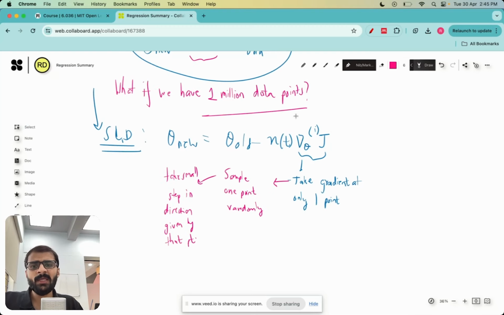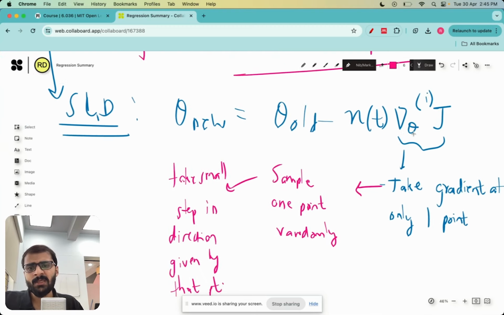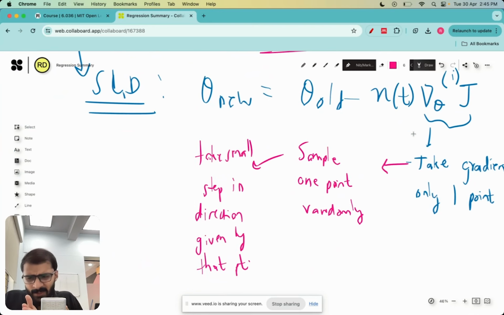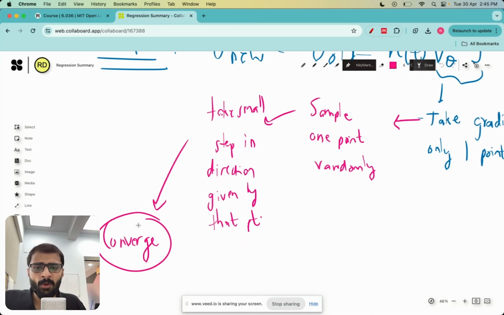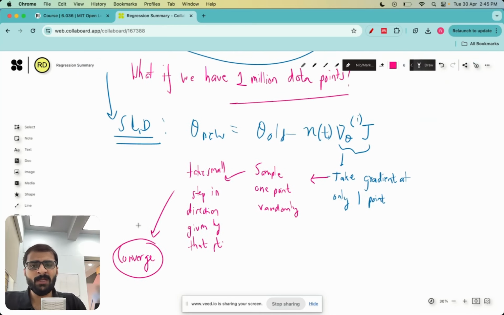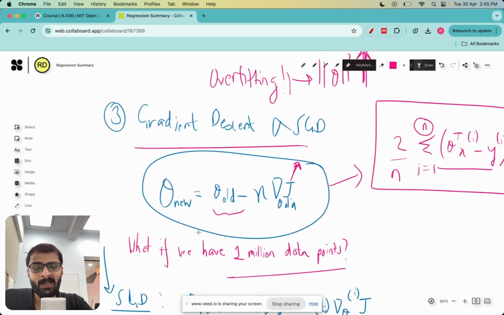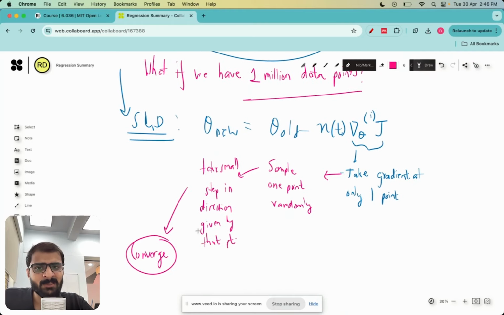And it turns out that even if we take erroneous steps, which are not really correct, if we take small steps in the direction given by one point, we actually converge to the minimum. And sometimes this really reduces the computational time. I have done examples in which, if you have 1 million data points, stochastic gradient descent is around 700 or 1000 times faster than gradient descent, and both reach the exact same answer.